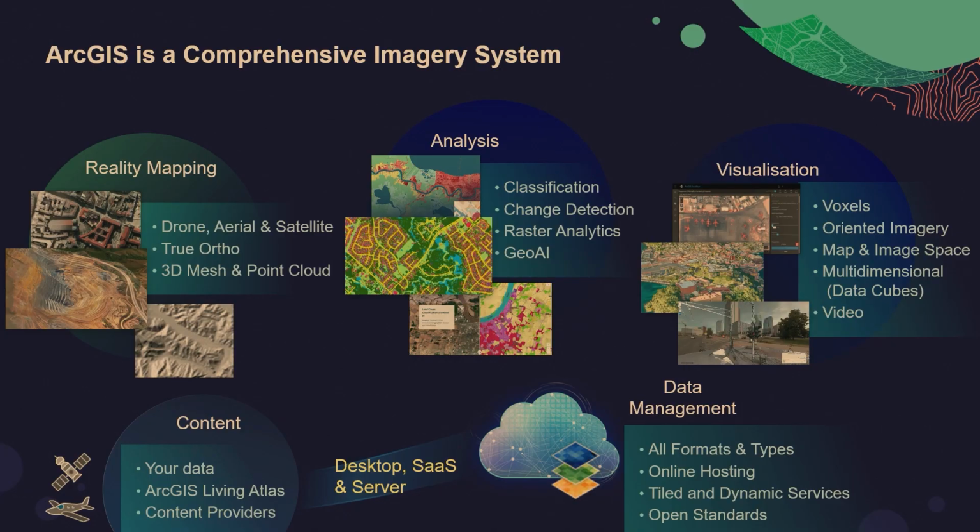ArcGIS is already a pretty comprehensive imagery system, consisting of products that generate data layers from all different types of imagery. It consists of hundreds of tools for analysing imagery, multiple types of experiences for visualising imagery, as well as many options for sharing, hosting, and managing imagery content and its outputs. What we're also highlighting here today is the reality mapping part of the system, and that's the ability to create an accurate digital representation of the physical world using images, LiDAR, or both. You saw some of this briefly in the opening plenary this morning.